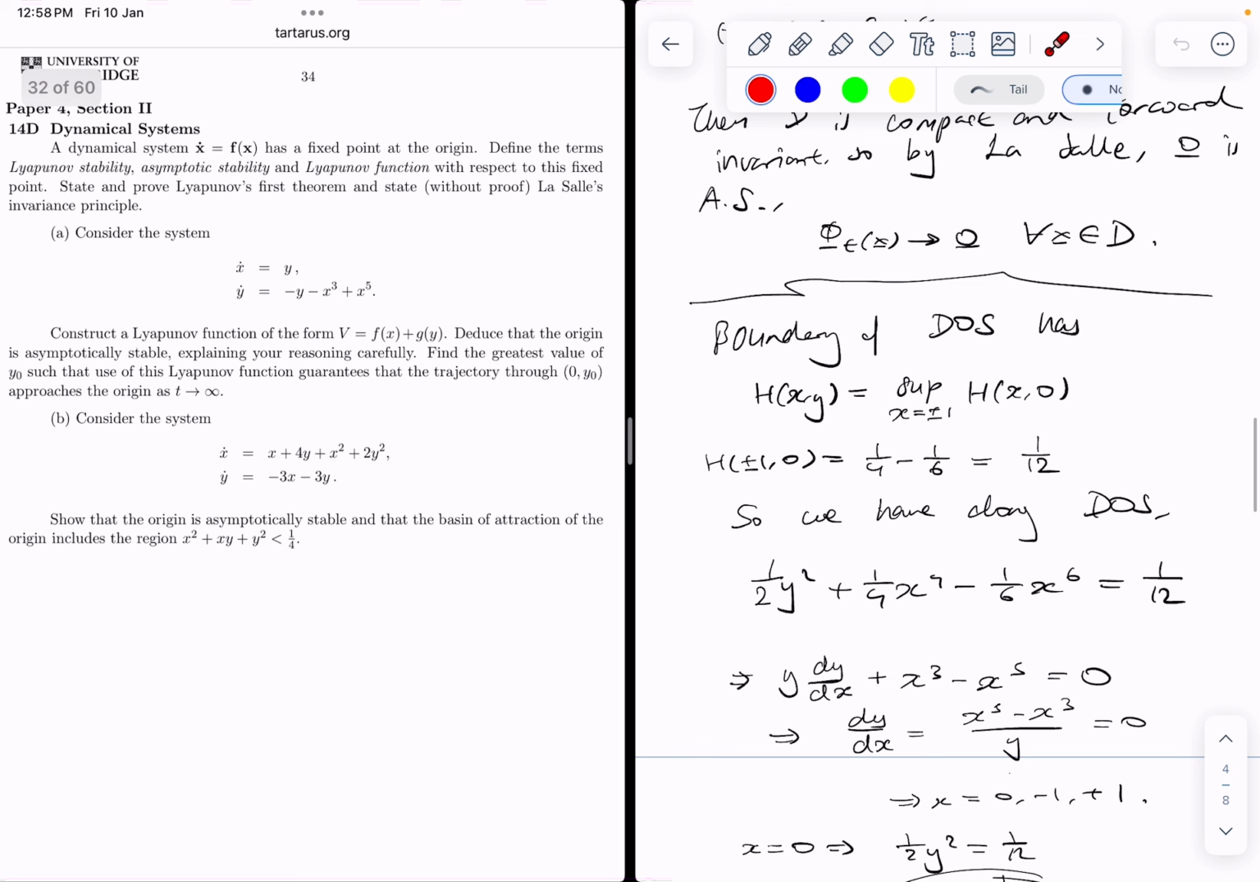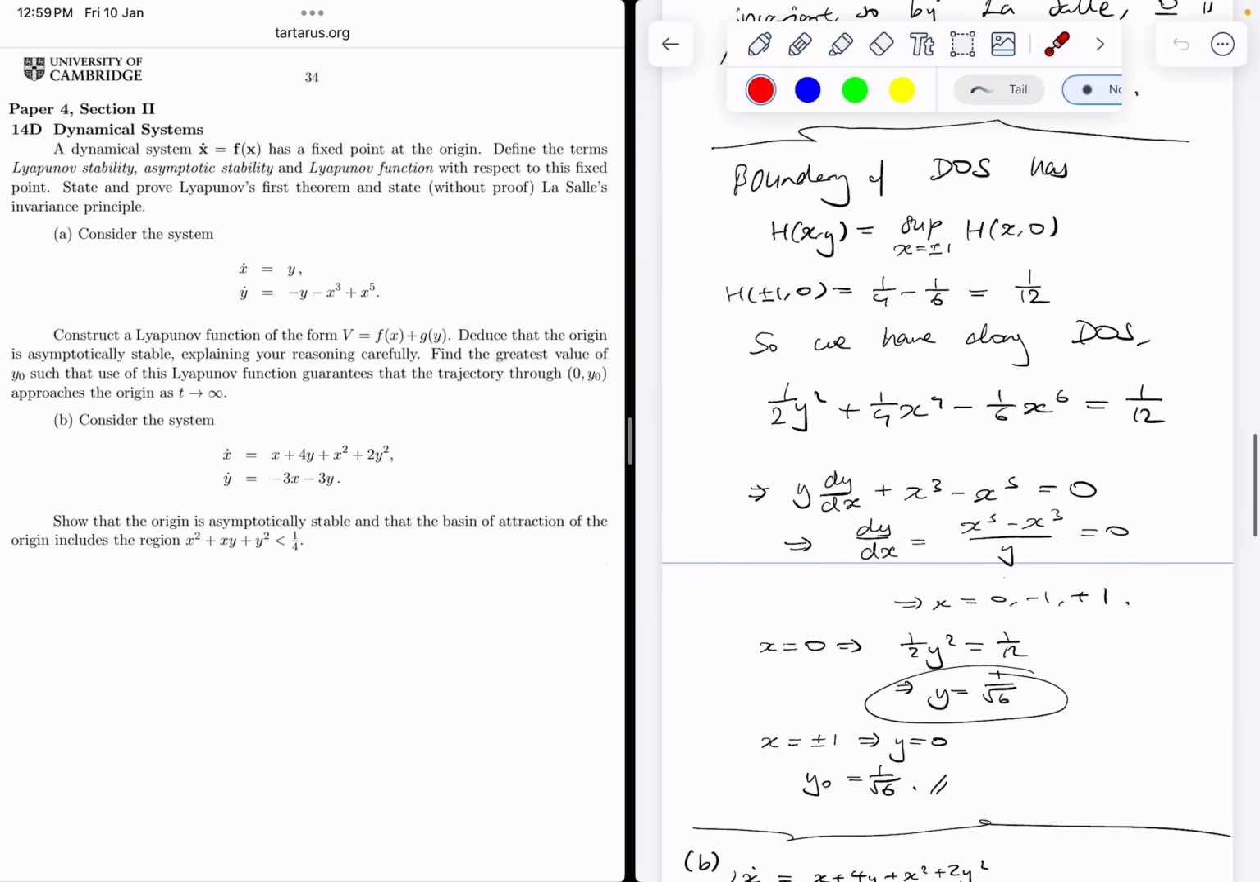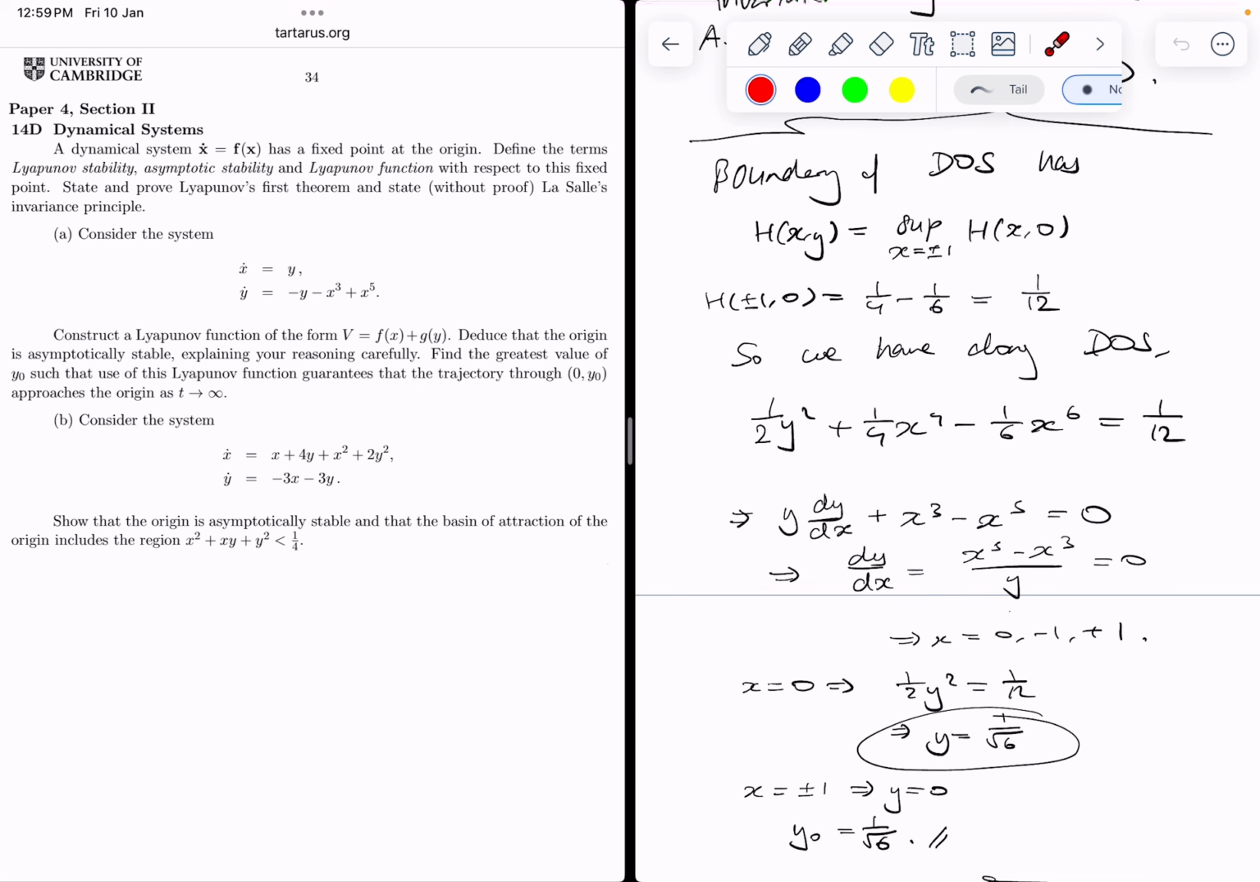This bit of the question was a bit interesting. It says, find the greatest value of y0 such that the Lyapunov function guarantees the trajectory through (0, y0) approaches the origin. Yeah, so that's just from the boundary of the domain of stability and from the definition.